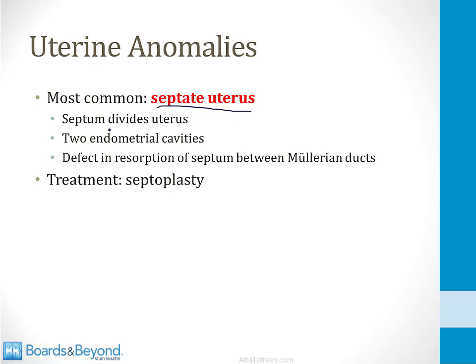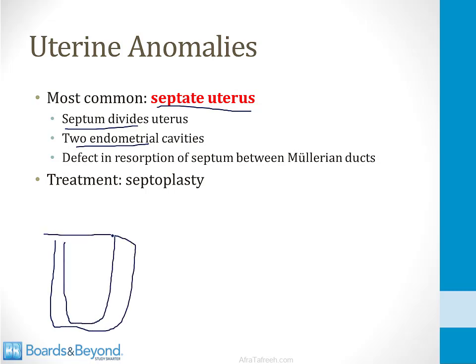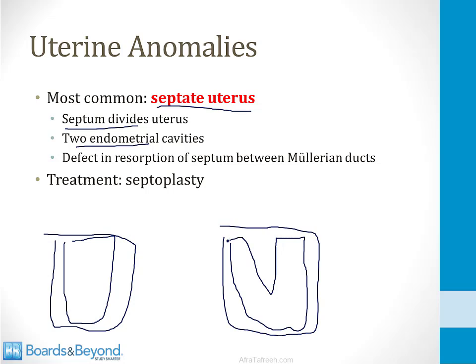It gets its name because in this condition there's a septum that divides the uterus into two endometrial cavities. Basically, a normal uterus is supposed to look something like this with a cavity in the middle. In a septate uterus, what you have is a septum dividing the uterus into two cavities like this. This occurs because this septum in the middle is supposed to be resorbed during development. It's a remnant of the two Müllerian ducts, and if it's not resorbed, it leaves this septum down the middle. And this can potentially be treated with a surgery called septoplasty, where they cut out the septum.